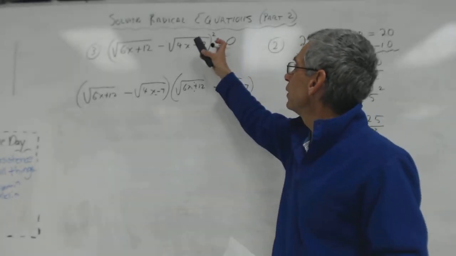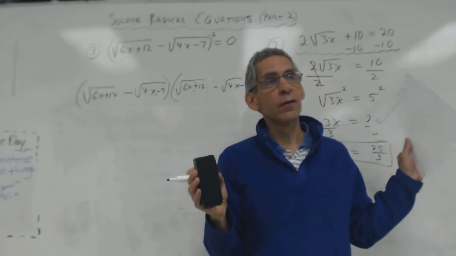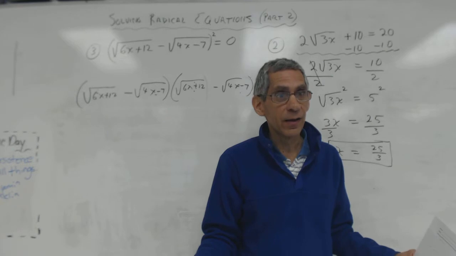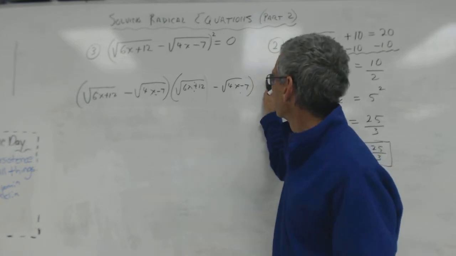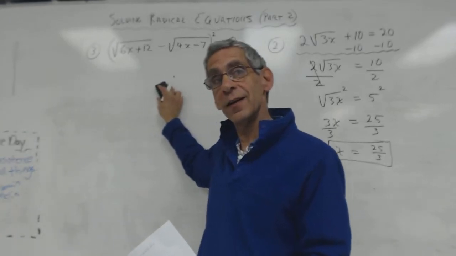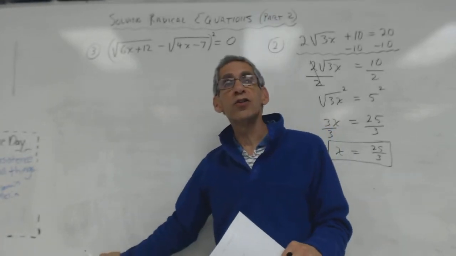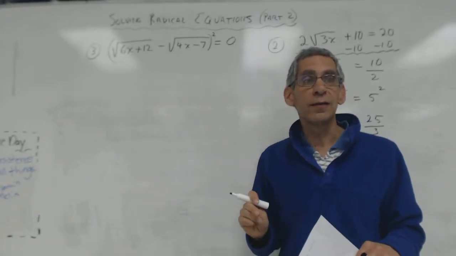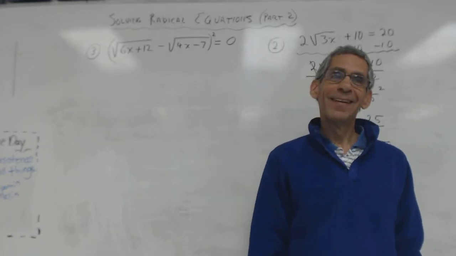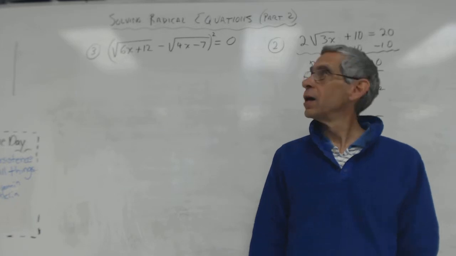Yeah, but what's the number one rule that I just talked about? Isolate it, but there's two of them. They're not isolated, are they? There's a negative there. Could I make them isolated? Mira, yes, you can. How could I do that, Mira? You can add the square root of 4x minus 7.